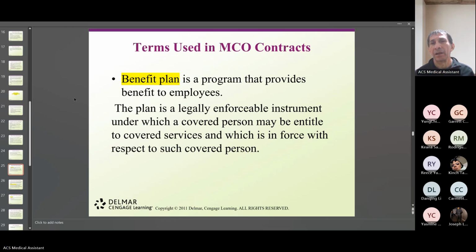Benefit plan. Now, think about, am I going to get benefits? That's what you ask when you apply for a job. What are the benefits? So think about that. So a benefit plan is a program that provides benefits to employees. It might be a retirement plan, like 401k. It might be your insurance. What benefits am I going to get? So that's basically what it is.